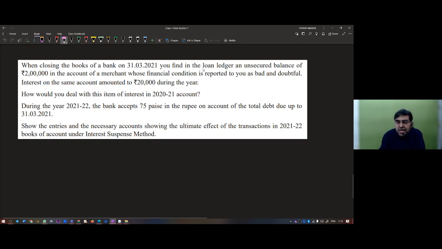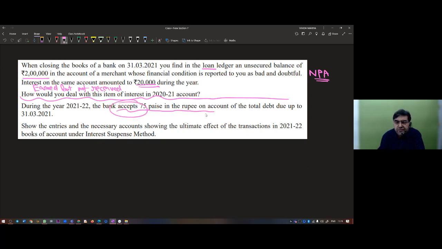There is a loan of 2 lakh. It has become a non-performing asset. We will discuss non-performing assets. Interest earned but not received is 20,000. Next year, 75% could be recovered. 25% bad debts.